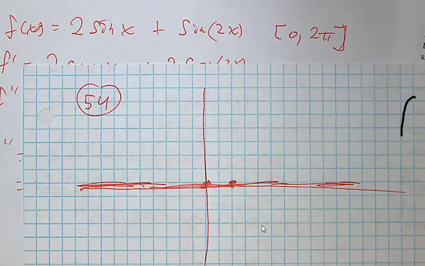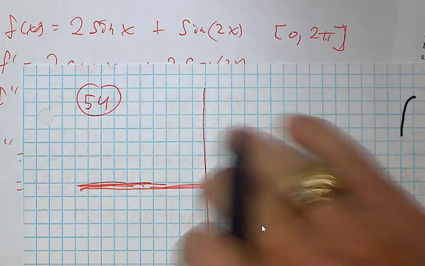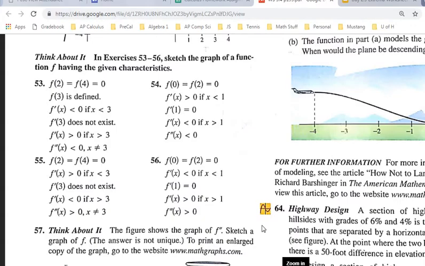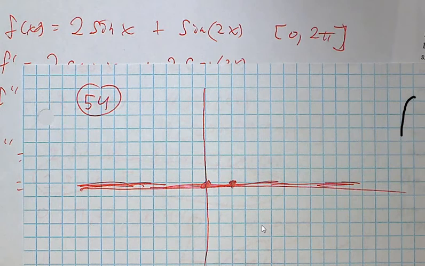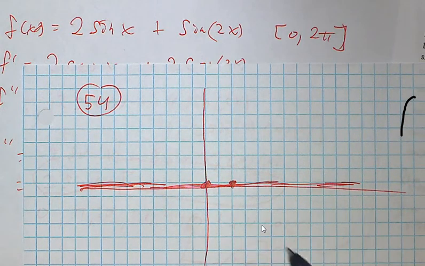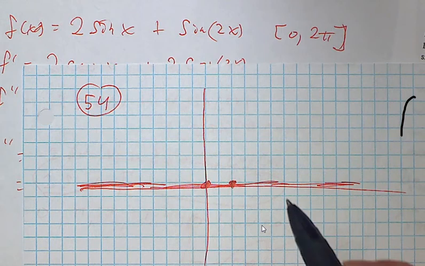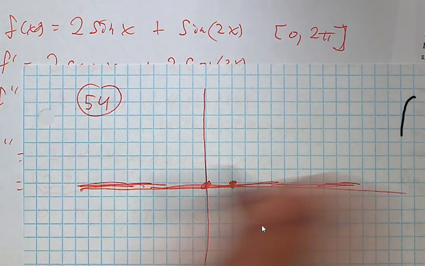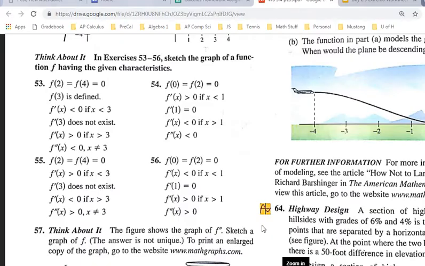The graph is increasing everything left of 1. So I'm going to come back to that in a second. I know that f prime at 1 is 0. F prime at 1 is 0, so that's going to be a max or a min. That's as far as I got.